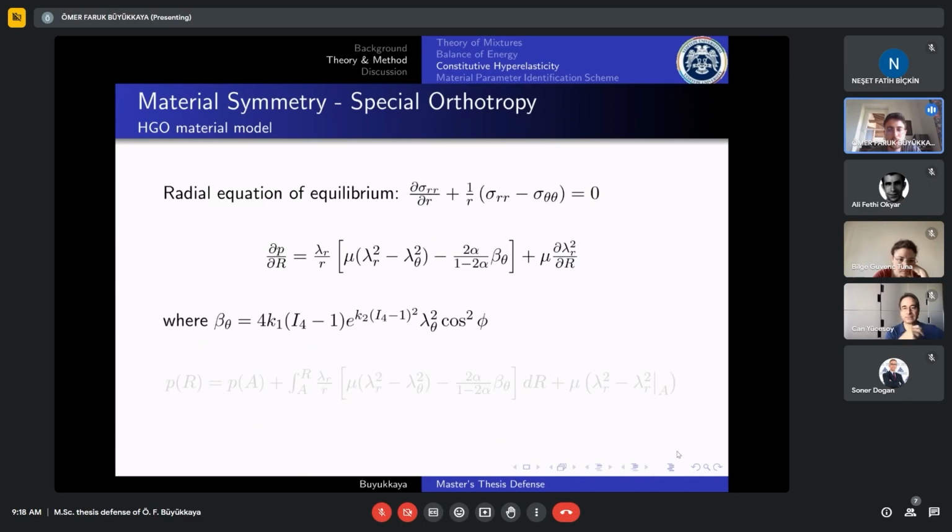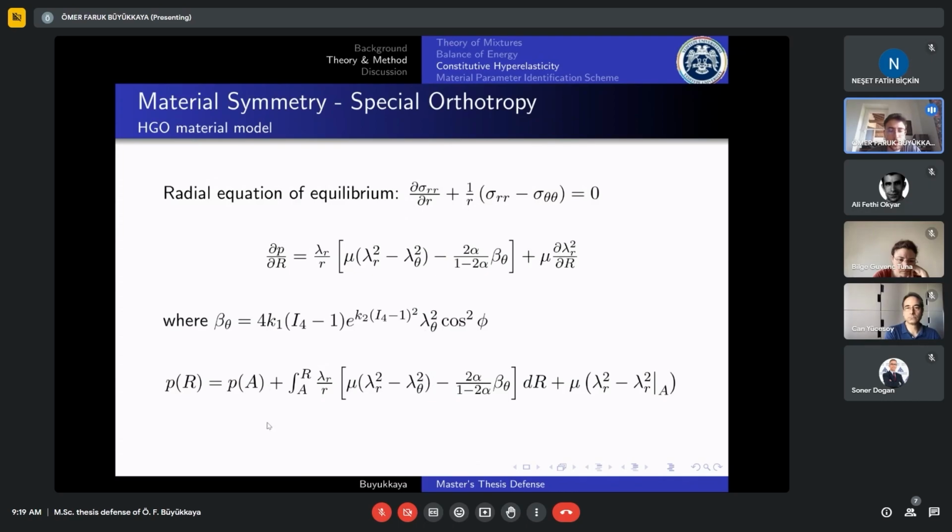At this point, we insert them into the radial equation of equilibrium, and we get this equation. By taking the integral of it from a to r, we get this expression. We are trying to solve for p of r and the hidden lowercase a, which is hidden in r, lambda r, or lambda theta as here.